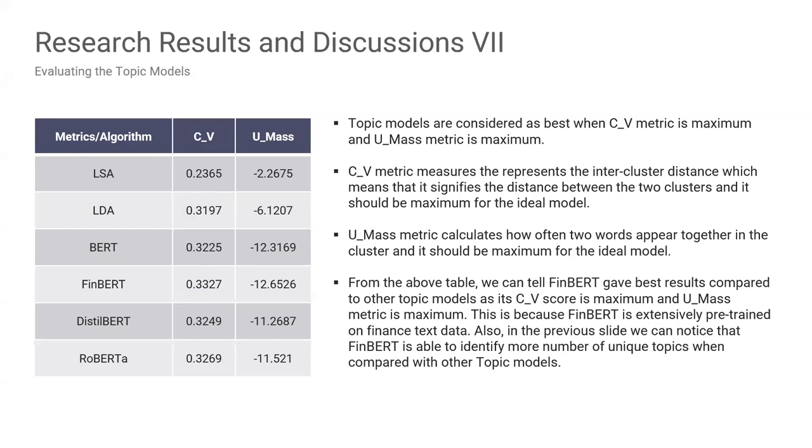Not a huge difference, but still it's all better than BERT and even LSA and LDA, right? At the same time, UMass, which is supposed to be as low as possible, even here you can see that FinBERT is a better model. So your intercluster distance, intracluster distance, okay? On both the metrics, FinBERT is a better model.